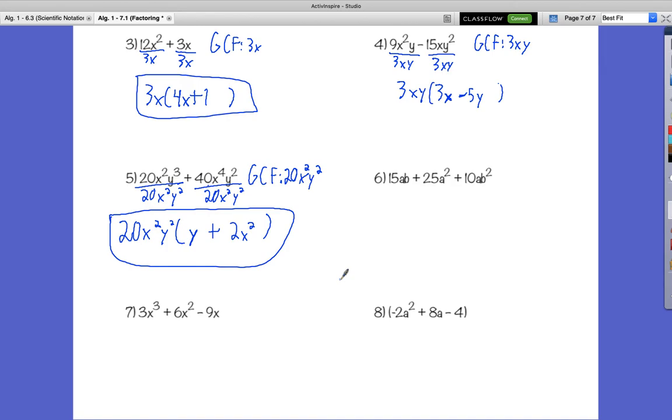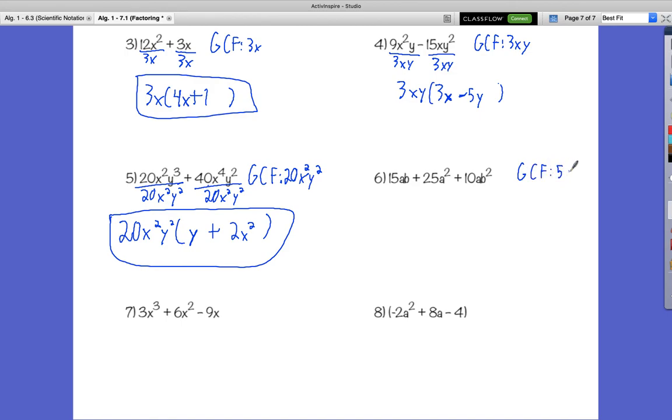So let's look at number 6 here. Now we have 3 terms, okay? So instead of just looking at what goes into 2 of them, we get to look at the GCF of all 3 things. So you have more things to compare and worry about. What is the GCF of all 3 of these terms? 5. Okay, 5A.